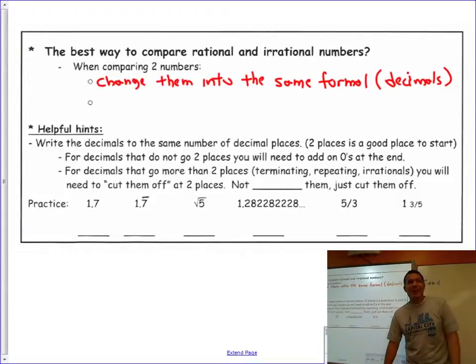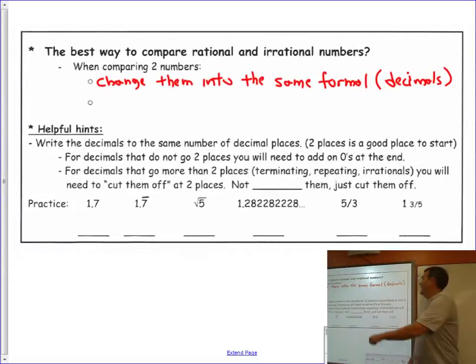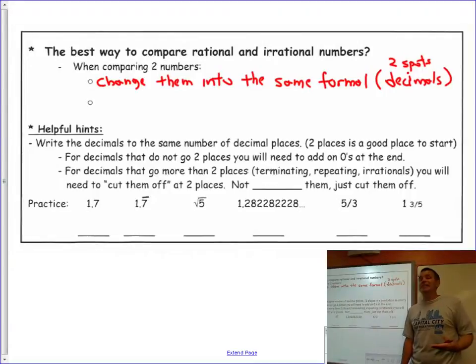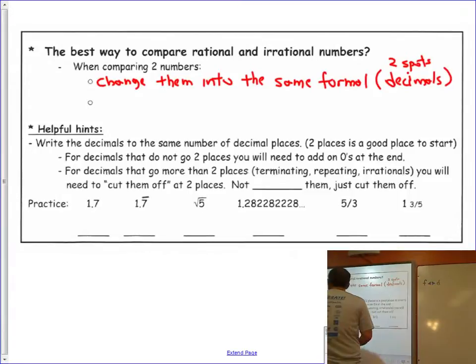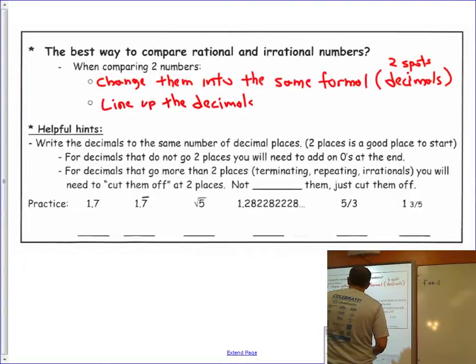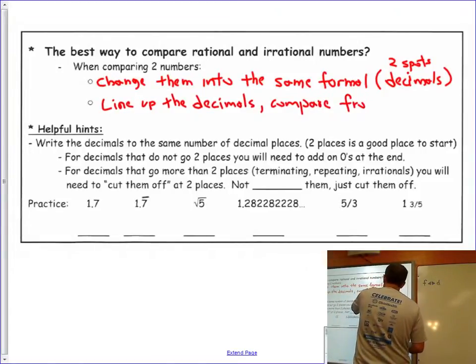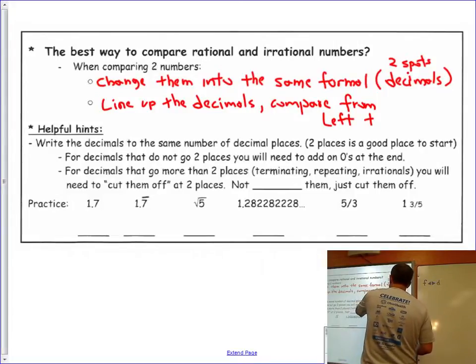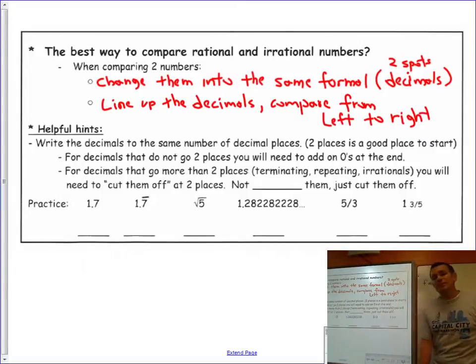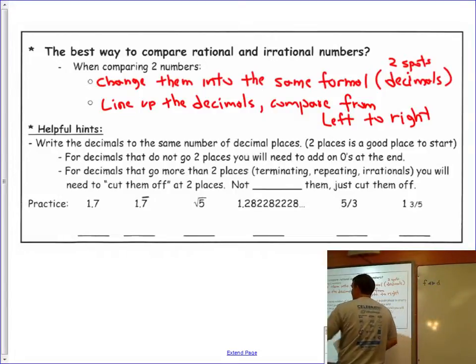And I think changing them into decimals is the best way to go. We're going to practice for a minute changing each of them into decimals and having them go 2 decimal spots. Generally, that is enough. The other thing is, once you get them put into decimals, you're going to want to compare them from left to right until one of them is bigger. I have one more thing to say about this, and that is negative numbers.